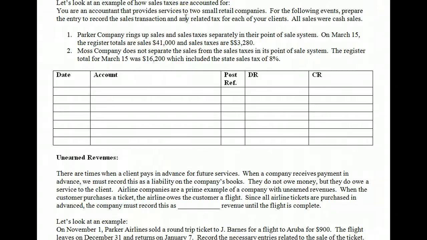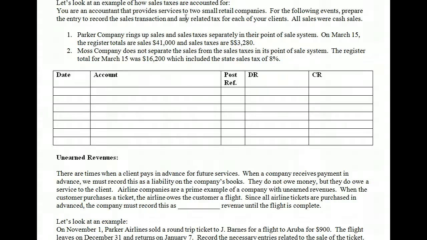You're an accountant that provides services to two small retail companies. For the following events, prepare the entry to record the sales transaction and any related tax for each of your clients. All sales were cash sales. So number one, Parker Company rings up sales. So this is one of your clients. They ring up sales and sales taxes separately in the point of sale system.